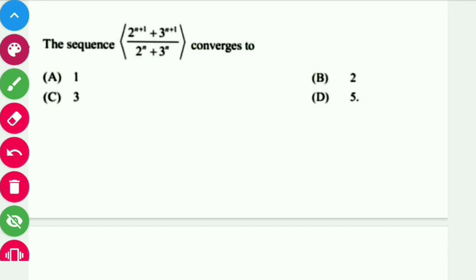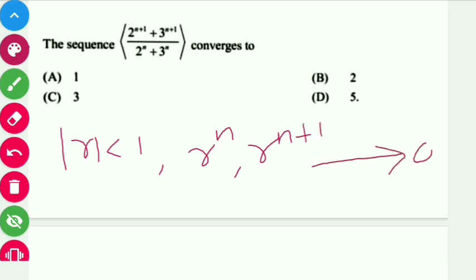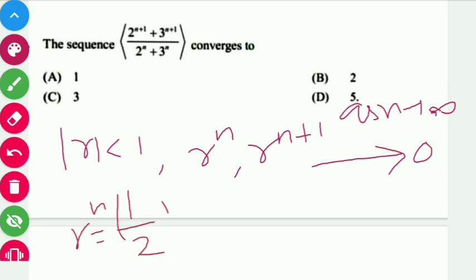So let us first recall that if we have a number r such that the modulus of r is less than 1, then r raised to n or r raised to n plus 1 converges to 0 as n tends to infinity. So just remember this. That means, suppose for example 1 by 2 is equal to r, then r raised to n, which tends to 0, right?